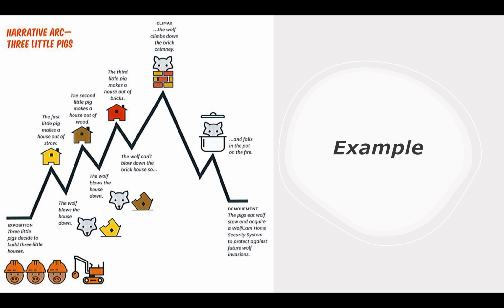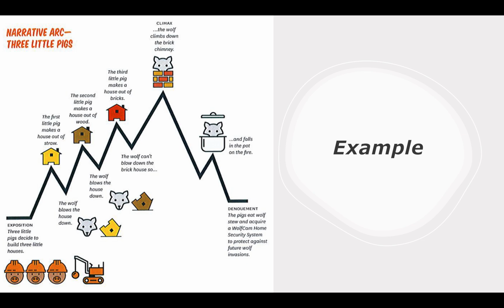So, exposition, 3 little pigs are deciding to build a house. You've got rising action. The first pig makes a house out of straw. Then you have a conflict. You have a little climax where the wolf blows down the house. Falling action. Well, then we pick ourselves back up. We take our second house out of wood. But the wolf blows that house down too. Now we have the third pig makes their house out of bricks.